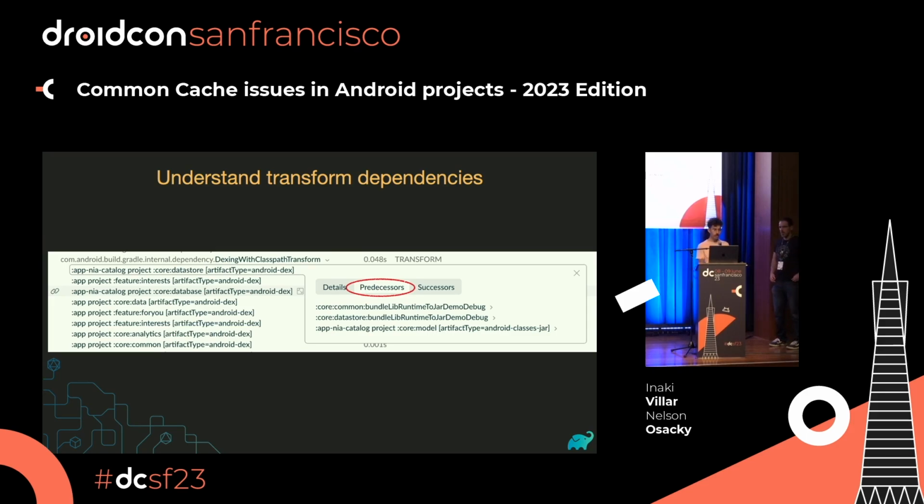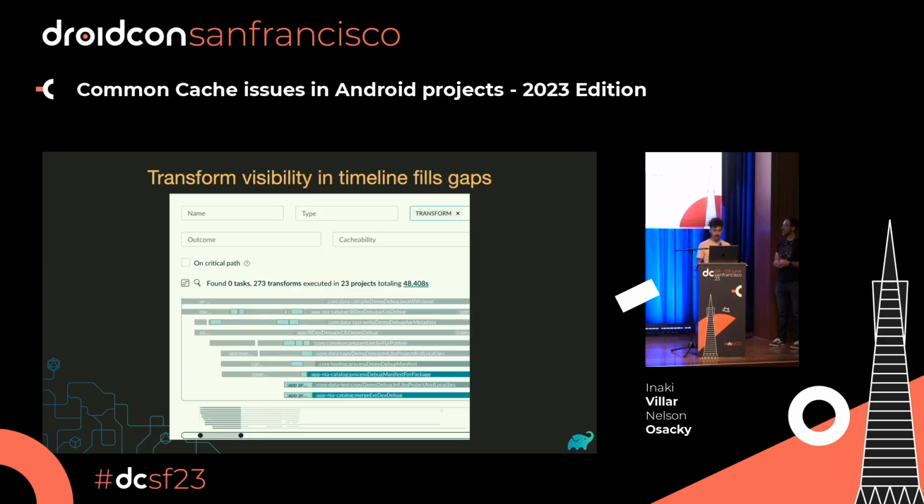So when you're looking at why did a task take until this moment in my timeline to start running, you can now see that it needed this transform to run before it could start executing. Which leads me to my next point. This now fills a lot of gaps that used to be present in the timeline. So this is the timeline, and all the light blue spaces are artifact transforms. These used to just be empty holes in your timeline, and now they're filled.